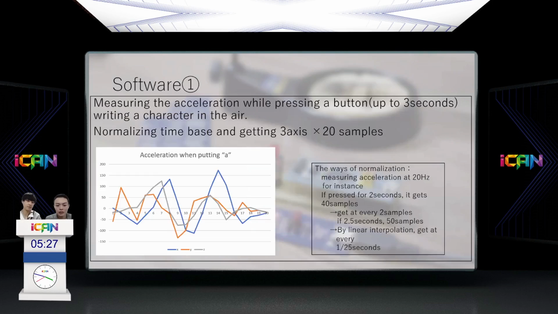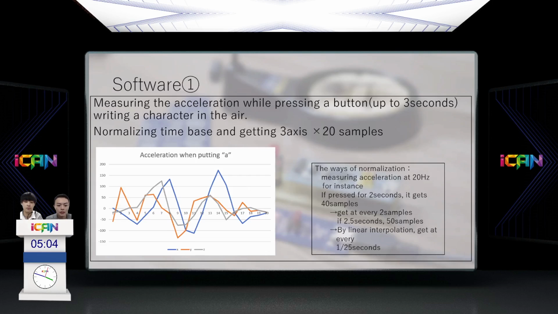When the button is pushed, our device starts recording the values of the accelerometer. When the button is released, our device enters the recognition step. Blue line is x-axis, yellow is y-axis, gray is z-axis. Then it normalizes the data for the next character recognition step.